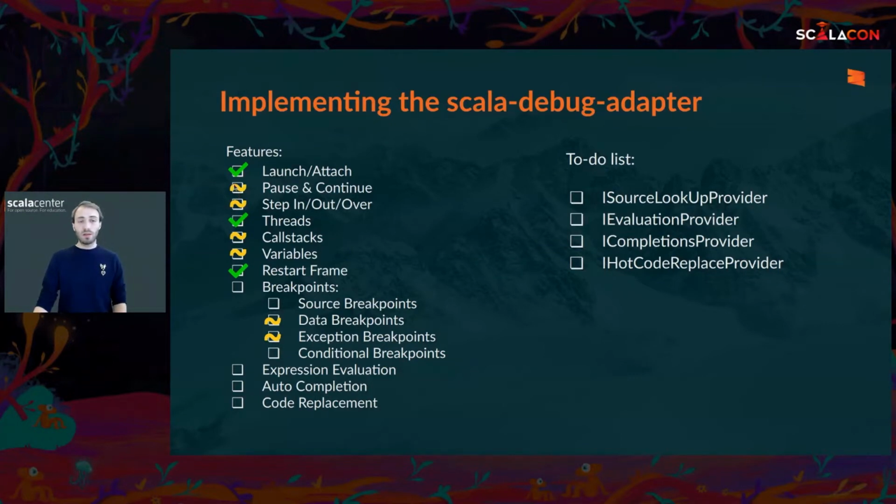Some we get for free, but they are not really usable yet. For instance, pause, continue, or step in, out, over. That's something we can do with JDI directly. The problem is we won't be able to know in which file, in which Scala file, we stopped. So to solve that, we need to implement those interfaces. And the first one is ISourceLookUpProvider.